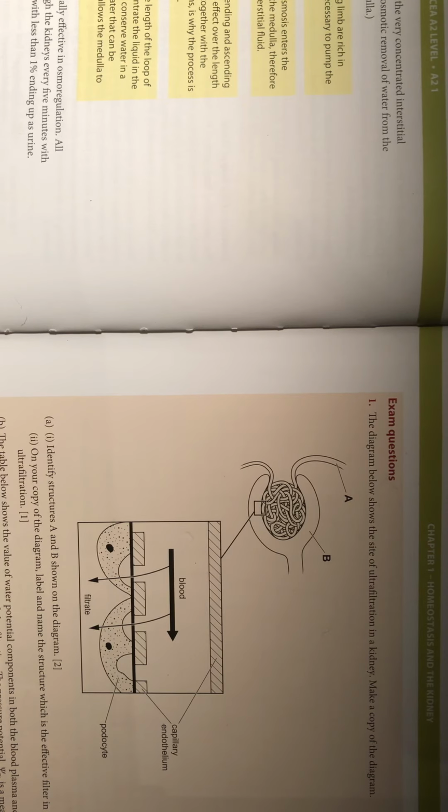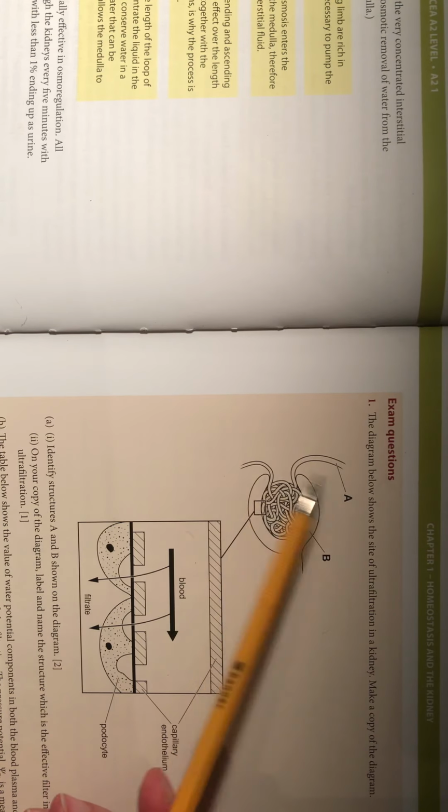and I'll try and explain it as we go through here. So if we look at the first question, obviously this is the Bowman's capsule and the glomerulus. So the answer to be straightforward, Bowman's capsule. A, we've got two blood vessels.